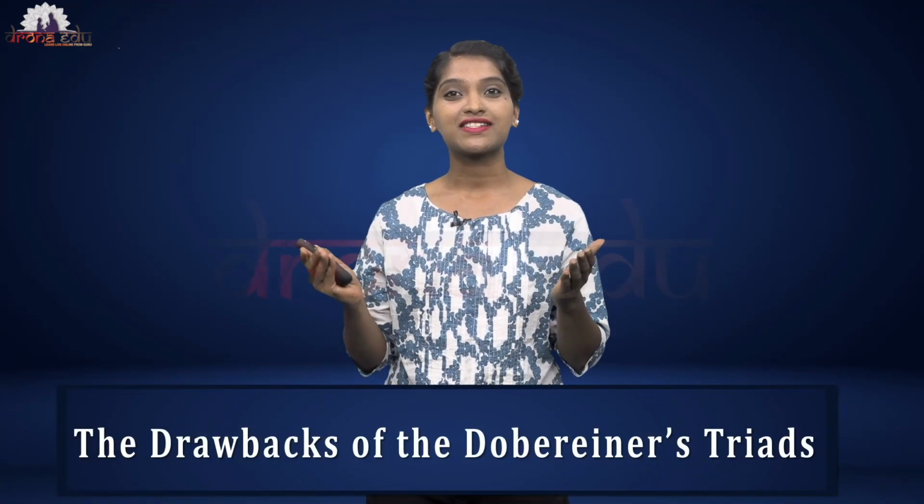But we aren't using this table now because it has some drawbacks. So let's look at the drawbacks of Döbereiner's triads. Firstly, he did not arrange all the elements known at that time in the form of triads. Secondly, some elements having similar properties were not following the rule of triads.